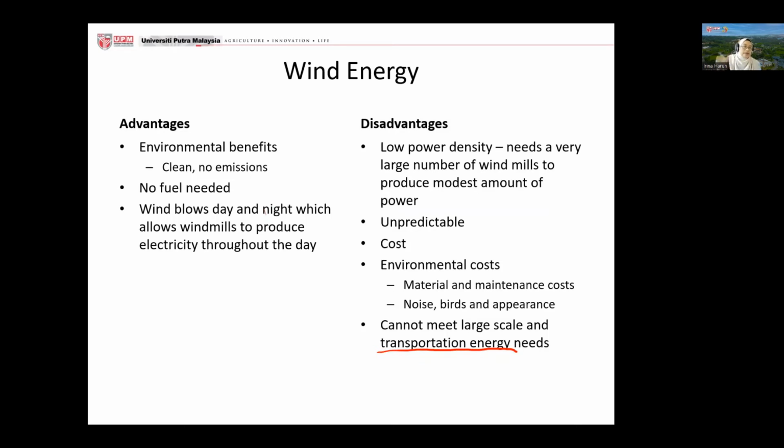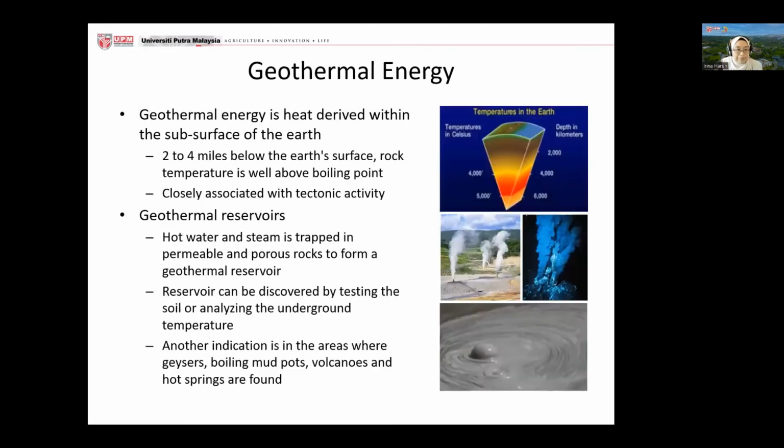Although a lot of these renewable energies are focusing on electricity, you have to stop and think as well: how about cars? Even if you produce a high amount of electricity, the car cannot take it. They cannot use that power. They still need fuel. So that's where we are right now. And we're going to look into biofuels later on.